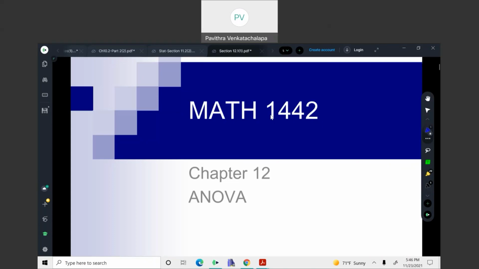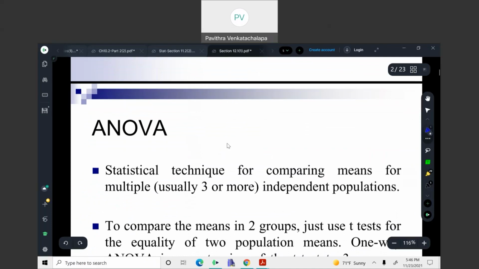So what can you tell about this? ANOVA is a statistical method for comparing the means of multiple independent populations. That means if you have three or more groups or populations, and they have to be independent. To compare the means, or it could be standard deviations or proportions, we use a statistical technique called ANOVA. In ANOVA, we use the F distribution or F test. The F test is used to compare two variances and can also be used to compare three or more means.